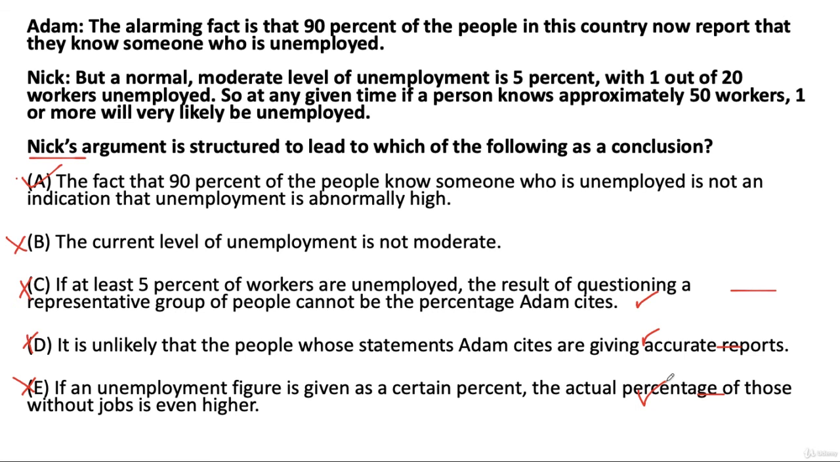Do practice questions on finding out conclusions, and I hope that you'll be able to solve these questions in about 1 to 1.5 minutes in the paper and use that extra time for reading comprehension. This is a scoring topic. Do practice well. Happy learning.